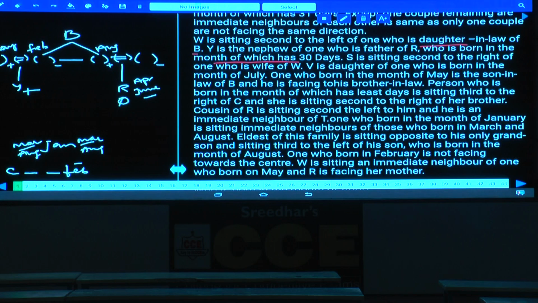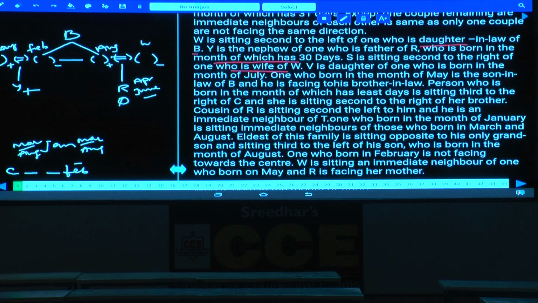S is seated second to the right of the one who is the wife of W. Tell me who is the wife of W here? Hence where can this W be? Now here, can W be at this place?